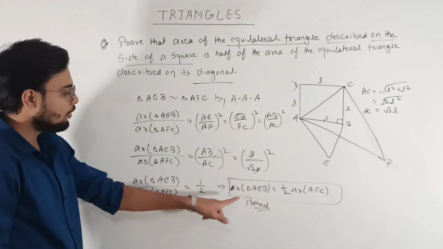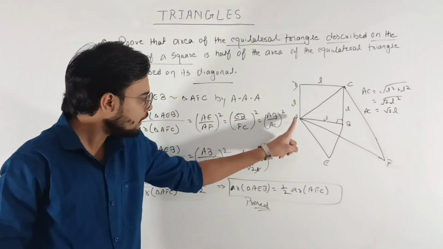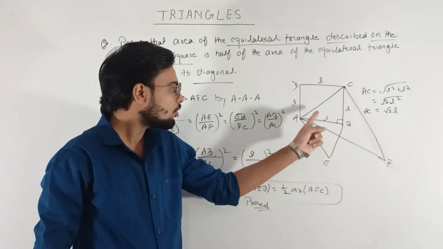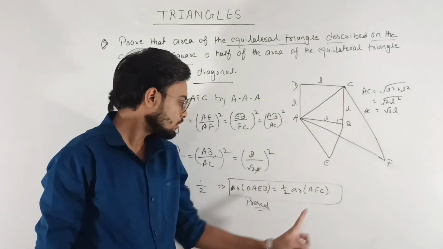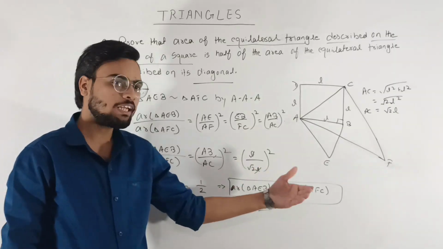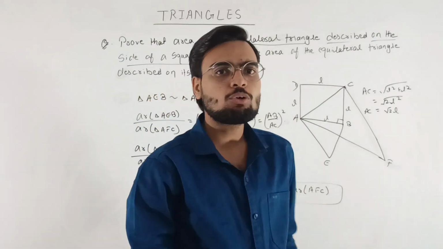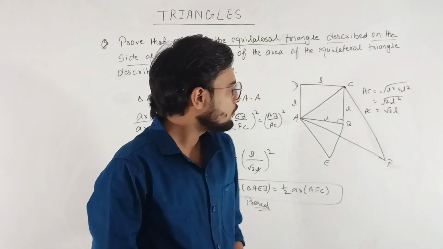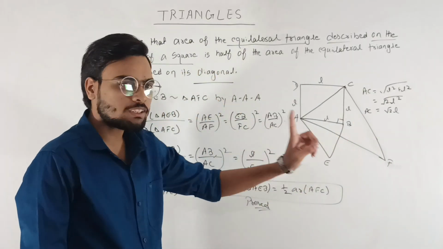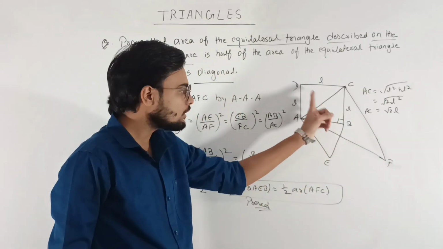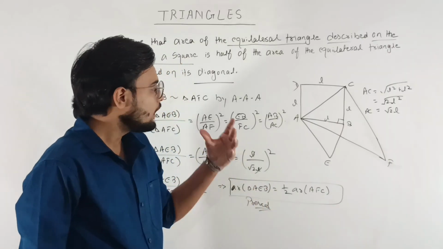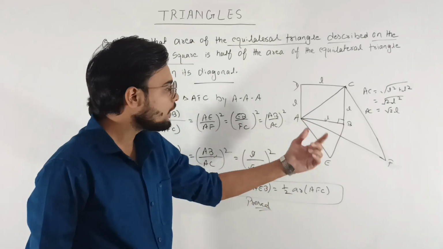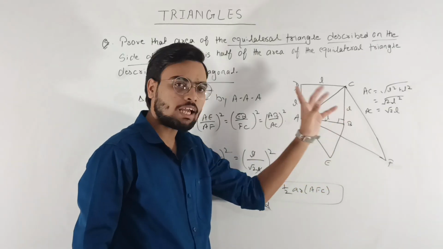We have to prove the area of the triangle which is described on side AEB is equal to half of the area of the triangle which is on its diagonal. So AFC is on the diagonal. Look, area of AEB is equal to half of area of triangle AFC. Understood? Let's see one more time. The question said we have a square in which we have two equilateral triangles described on its side and on its diagonal, and we have to prove the area of the triangle which is described on the side is half of the area of the triangle which is described on its diagonal.